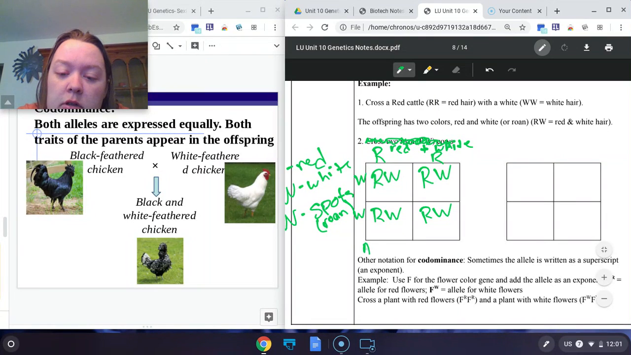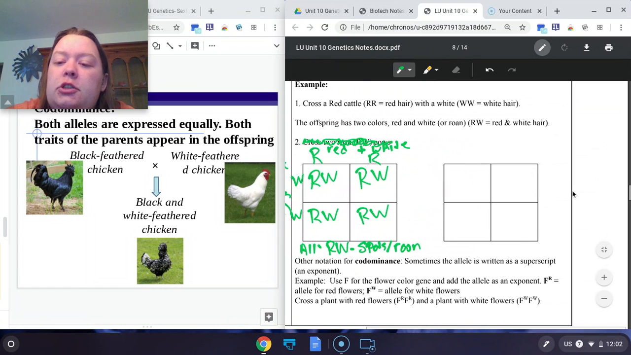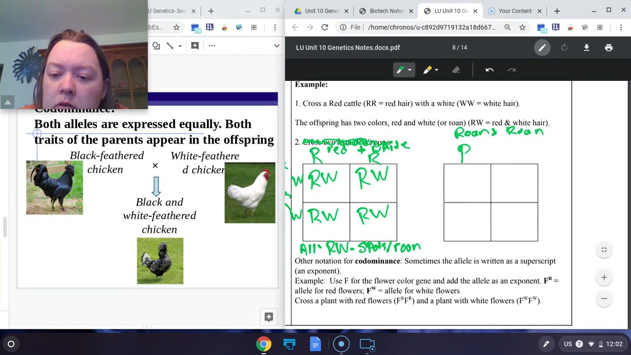So here we note that all of the organisms, the offspring in this cross, are going to be RW, meaning that all the organisms are going to have spots or be considered roan. Just a special word that they use for cows. Cross number 2, I'm going to cross 2 roan cows. So roan is RW. Both cows are RW. I'm going to go ahead and fill this out.